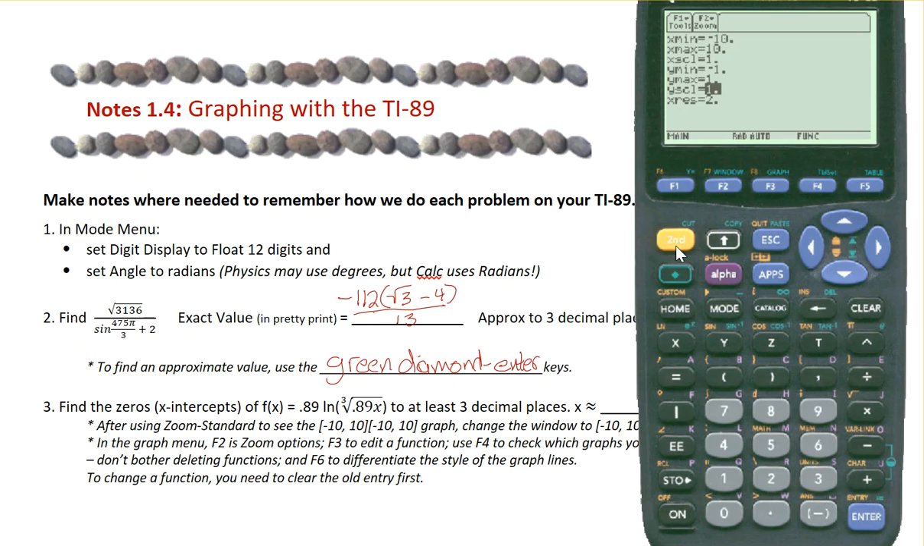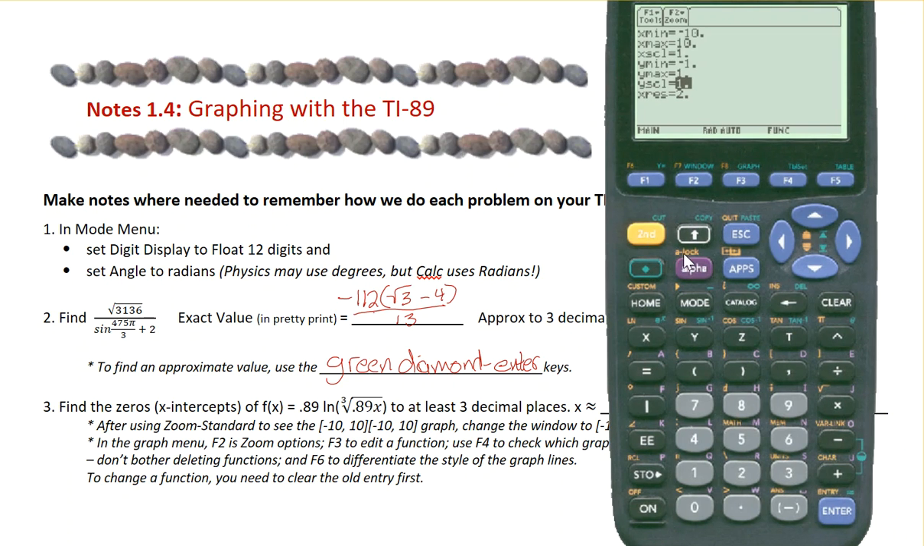And make sure it's entered. And then to go to the graph screen, green diamond graph. So you don't have to memorize these, but you will soon enough. And now my axis goes from -1 to +1 on the y-axis, but still -10 to +10 on the x-axis.